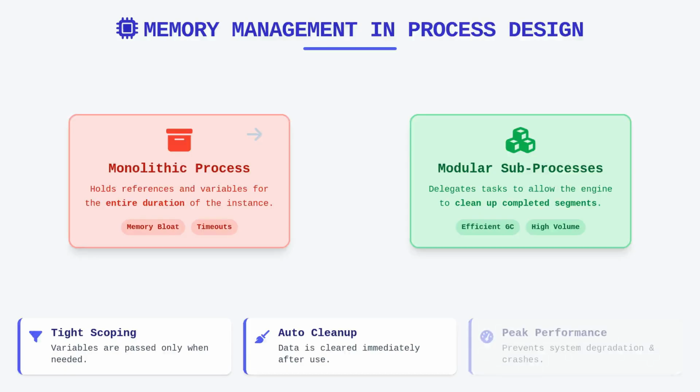When you design with modularity in mind, you implicitly manage the lifecycle of your variables, ensuring that data is passed into the subprocess context only when needed and cleared shortly thereafter. Think of this as garbage collection for your process orchestration, where keeping your variable scope tight prevents the environment from bloating unnecessarily over time.